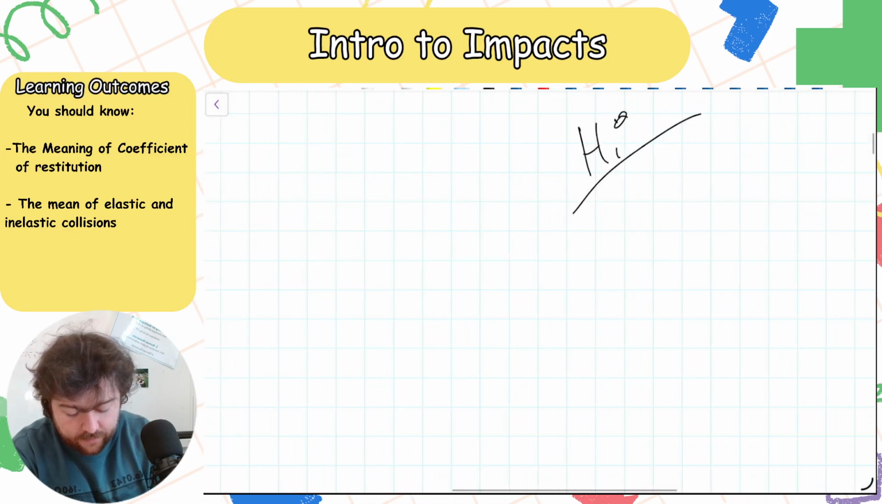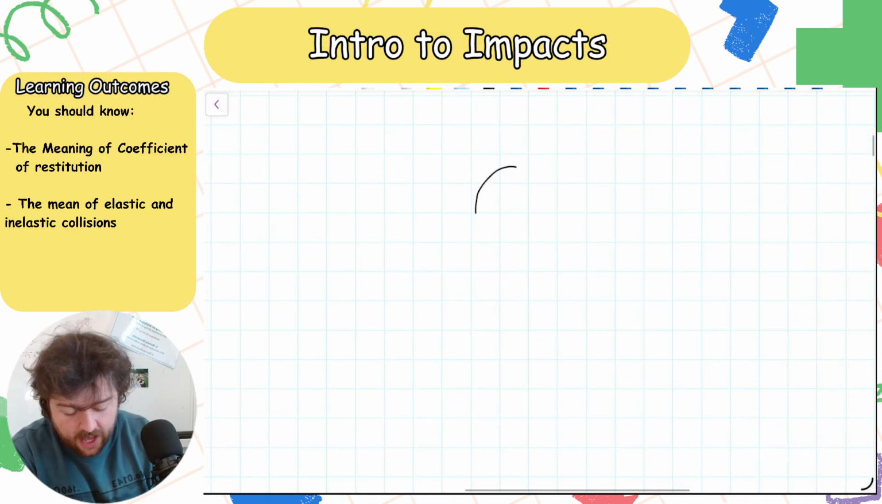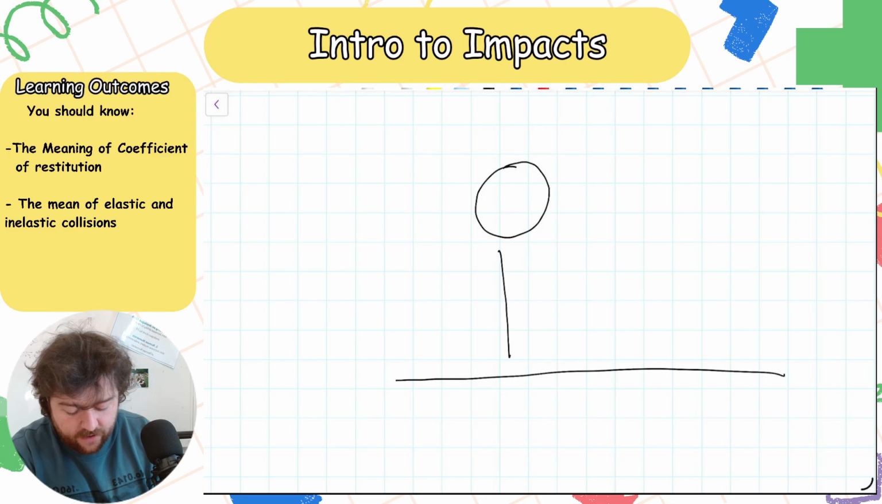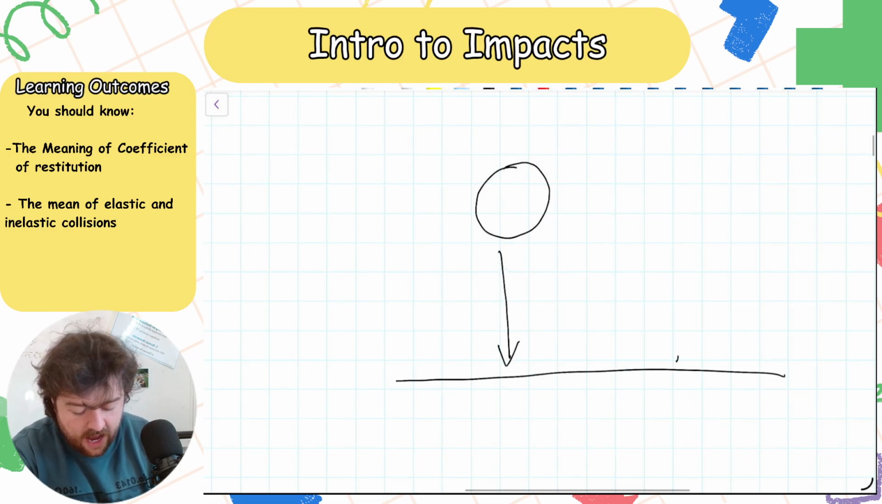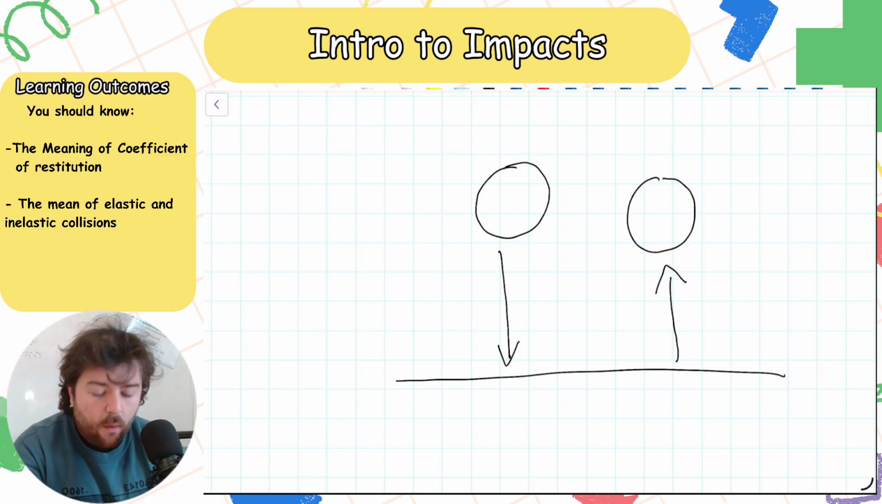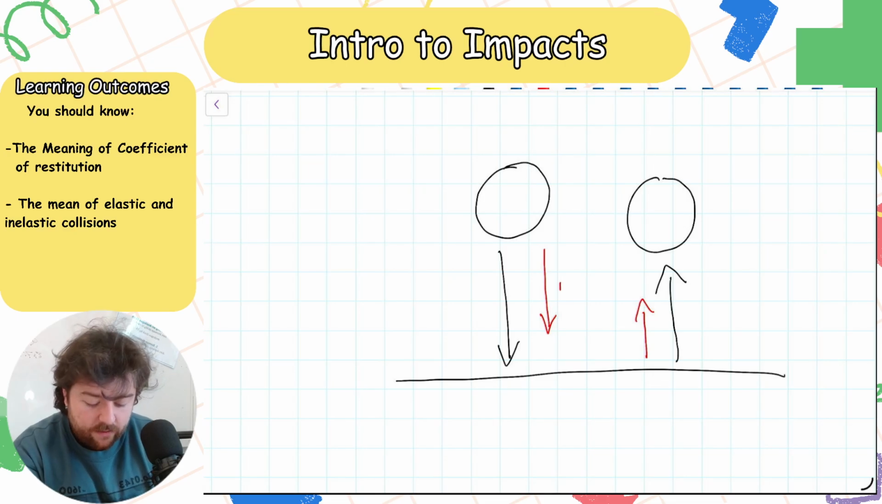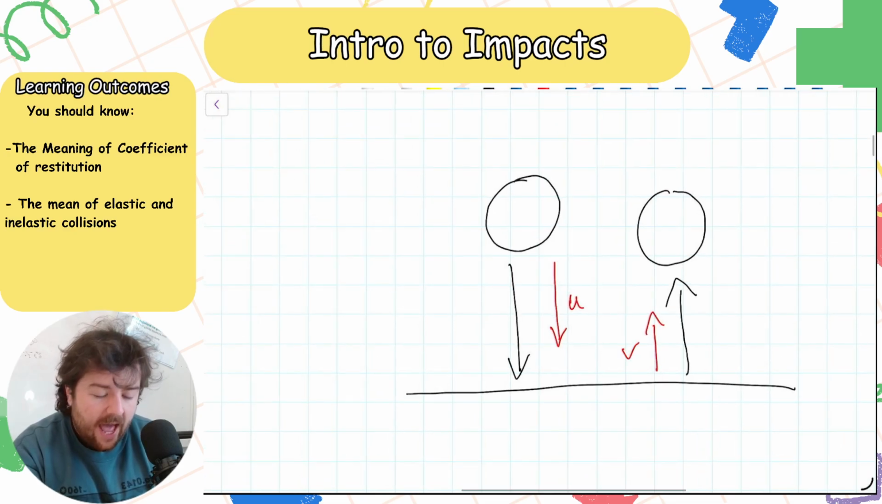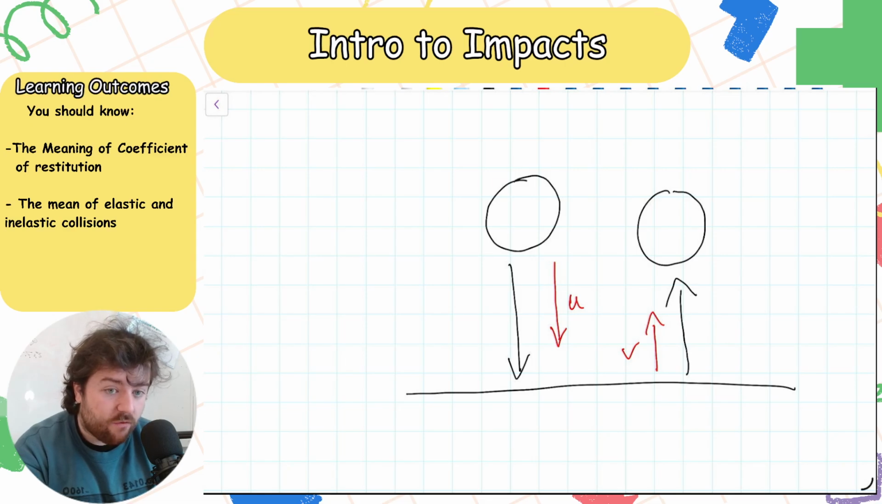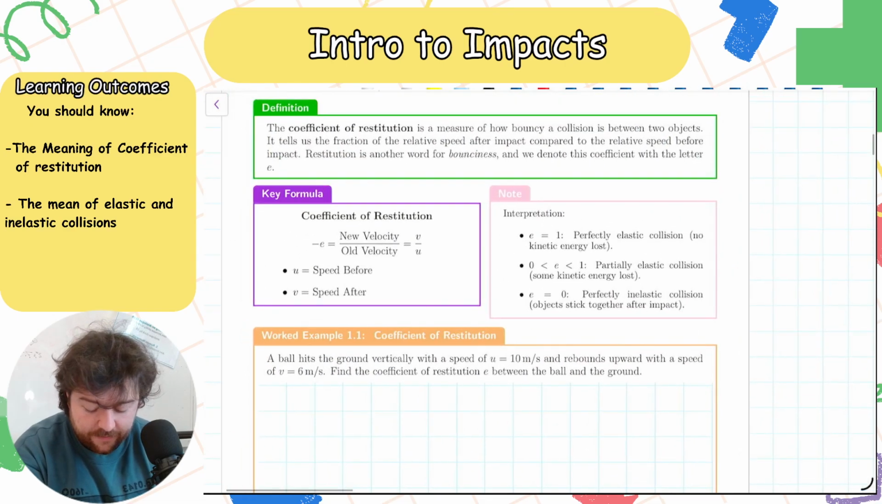Literally, I have a ball. It falls to the ground, and then it boing bounces back up. And what we want to measure is this bounciness. Okay, I want to know, if it's falling at a certain velocity, what velocity will it rebound at? And that is where my coefficient of restitution comes in.